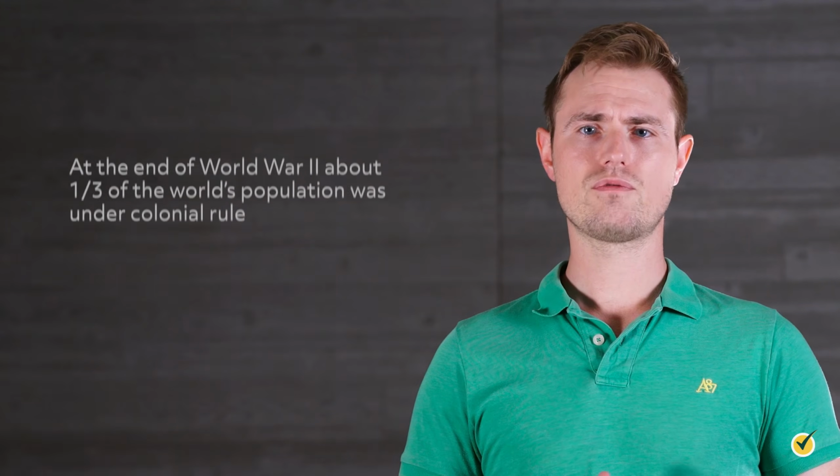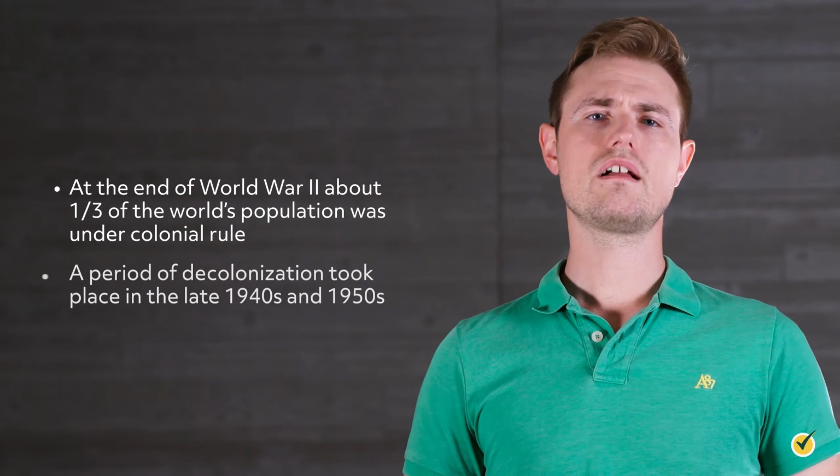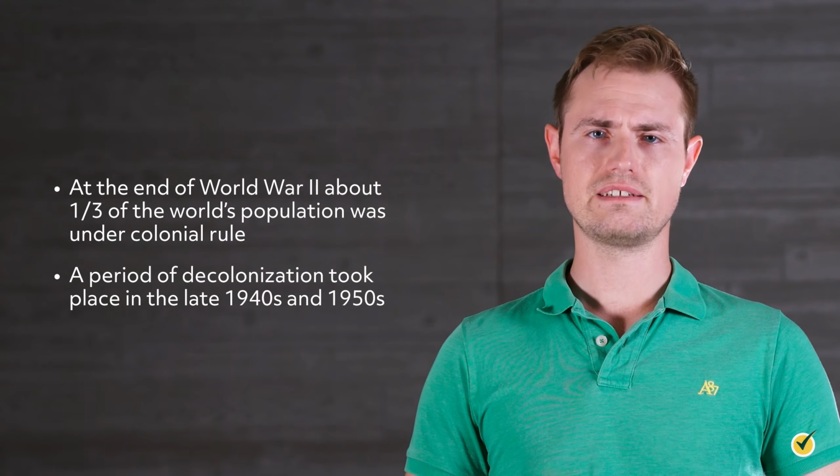The war brought about many changes, especially in how people saw the world. There are simply too many outcomes to list completely in one video, but some key points are important to note. One of the first priorities for the victorious Allies was to rebuild after years of chaotic destruction. American aid under the Marshall Plan helped the shattered nations of Western Europe to recover. Change was in the air in other parts of the world. At the end of World War II, about 1/3 of the world's population was under colonial rule. A period of decolonization took place in the 1940s and 1950s.